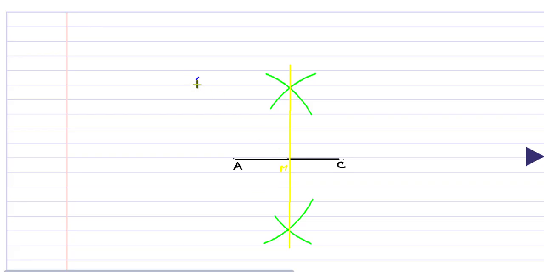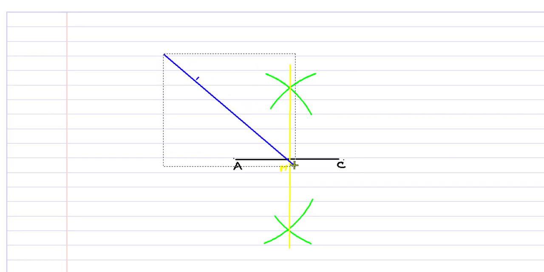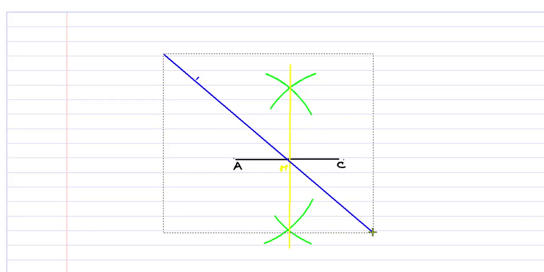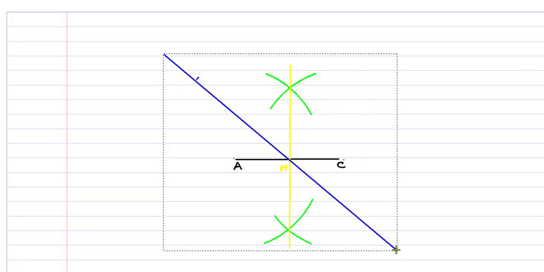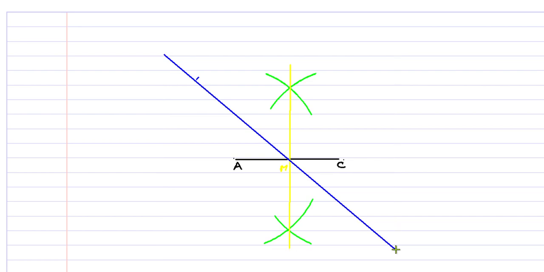So M to that particular point we will join. And we will extend it both ways. Join that, the 140 degree that I marked, I have joined it through M and extended it further. Now the last step, compass at point M.